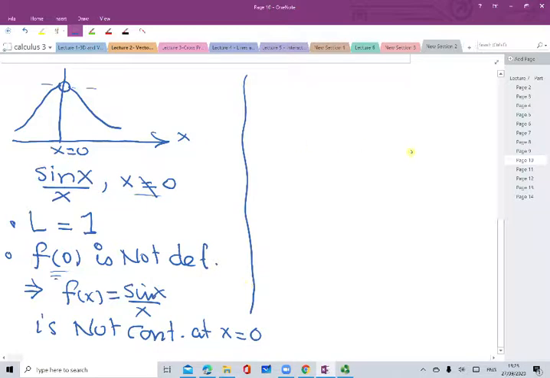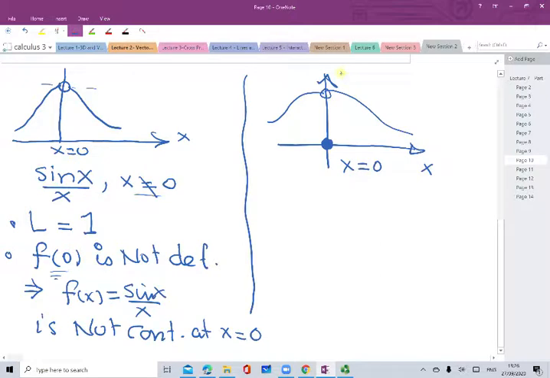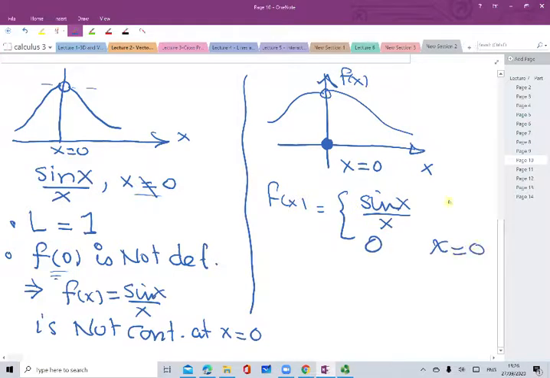Another case: say I have a problem, something like this. Let's take the same problem here. Then I told you that I have the function defined like this, sine x over x, and here I have a 0 at x equal to 0, and here sine x over x at x not equal to 0. My function is defined piecewise in two pieces like this.